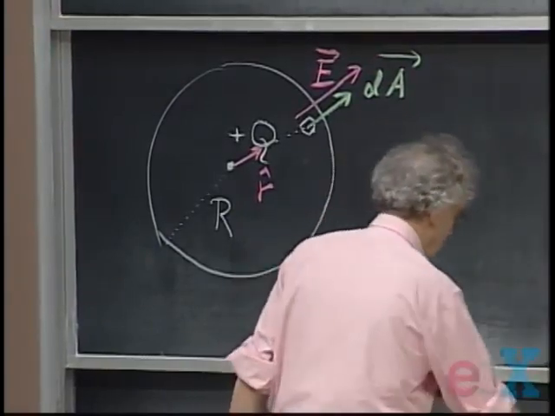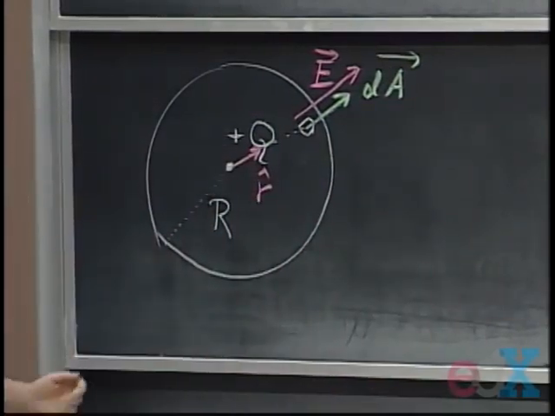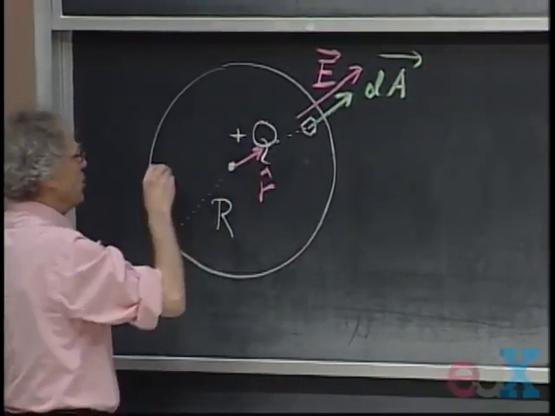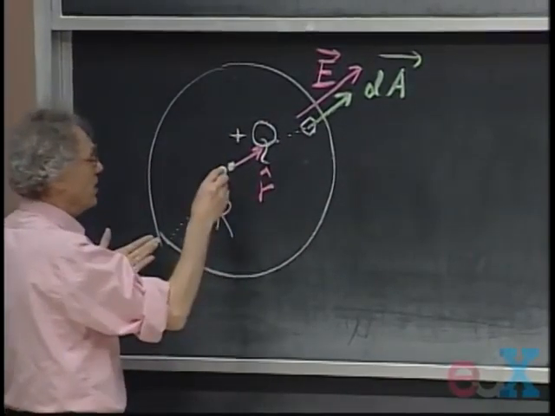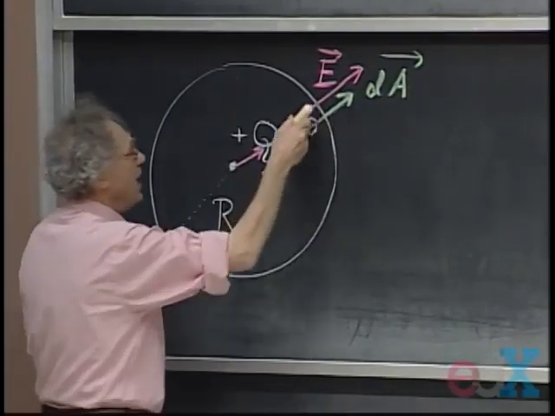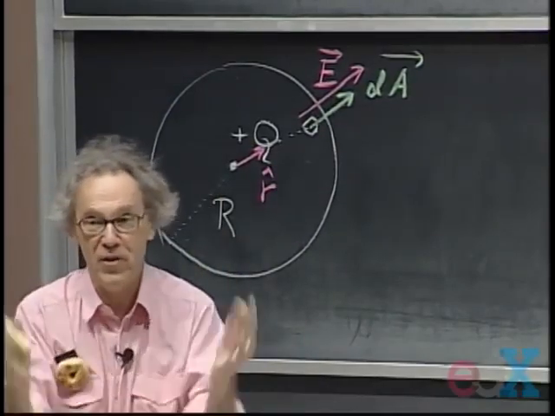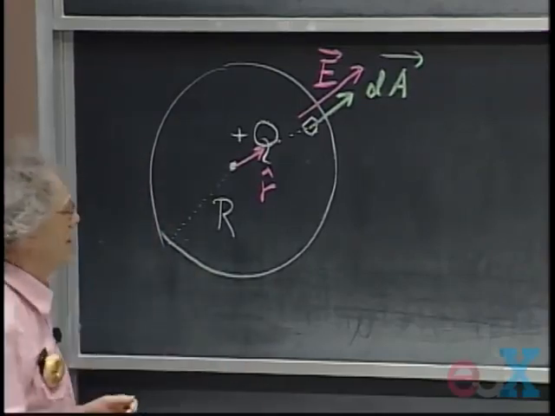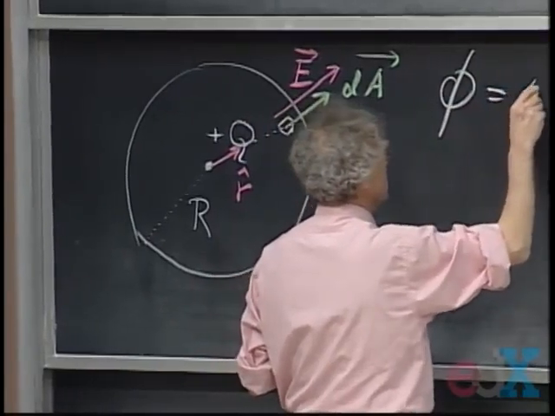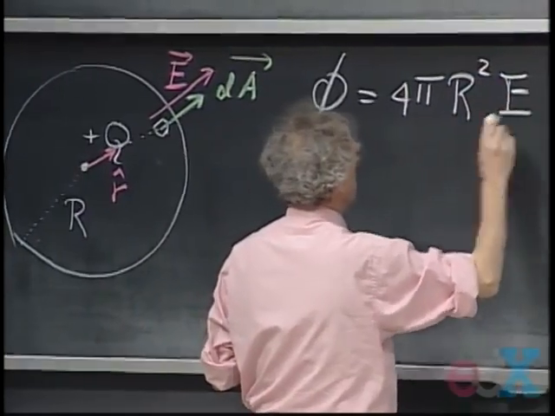So if now I want to know what the total flux is through this sphere, that's very easy. Because since this is a sphere, the E vector in magnitude is everywhere the same, because the radius is the same distance to this charge, and dA and E are parallel. So it's simply the surface 4 pi r squared of that sphere times E. And so now I have that the total flux through that closed surface is simply 4 pi r squared times E.